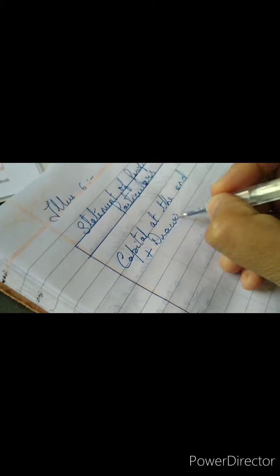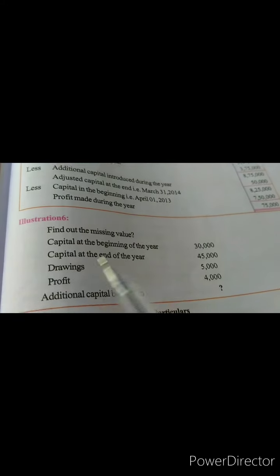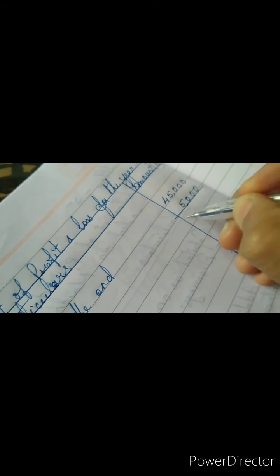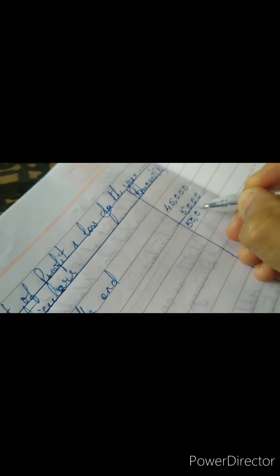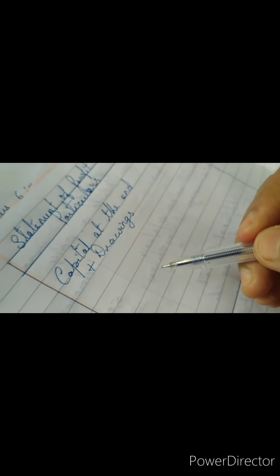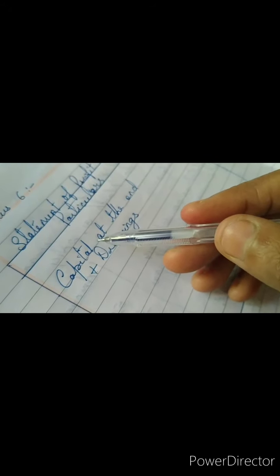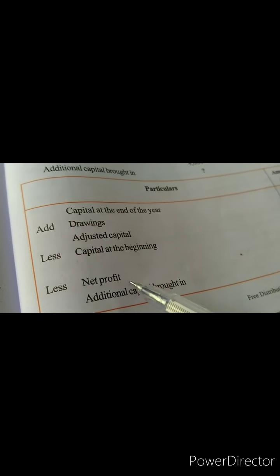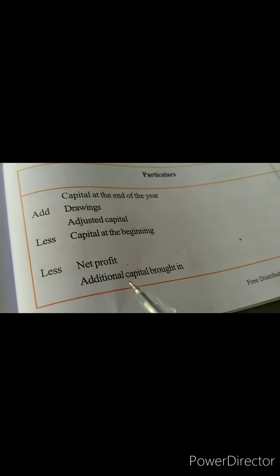Then we add drawings during the year. As per the question, drawings are 5,000. So we add that 5,000 to this 45,000 and get an amount of 50,000. Generally, when we solve, we used to minus additional capital from this 50,000 and get adjusted capital. From that, we used to deduct the capital at the beginning, and that is how we got net profit or net loss. But here we are given the profit, so we have to find out the additional capital.